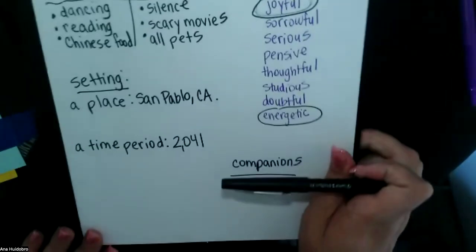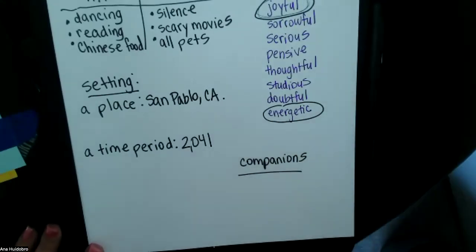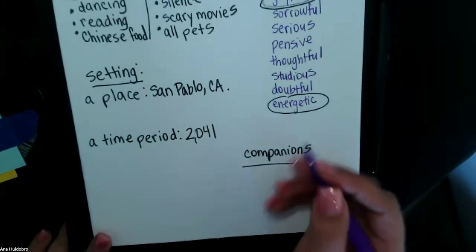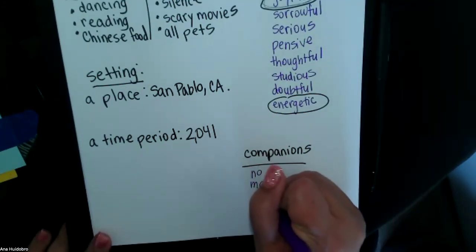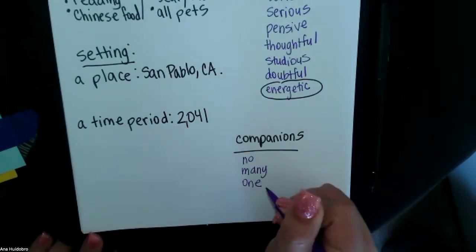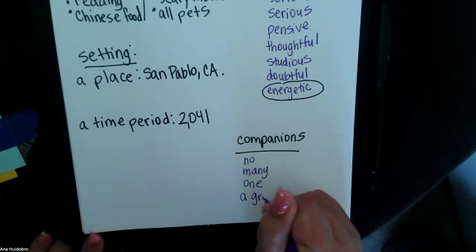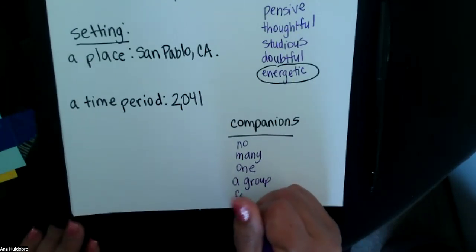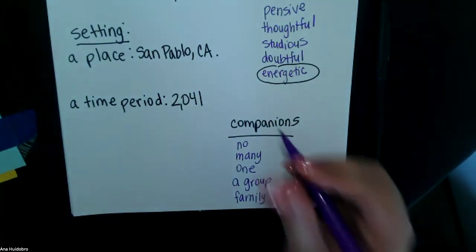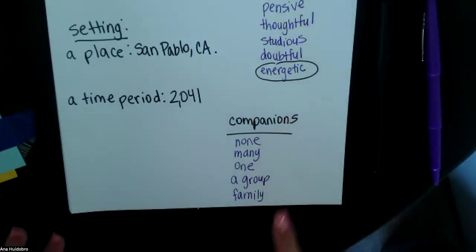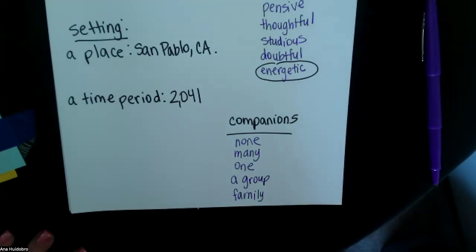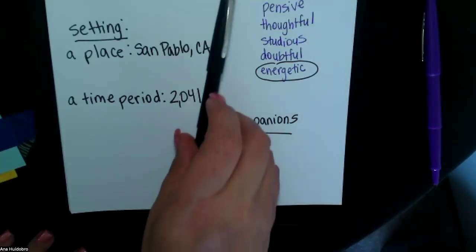I'm going to write in purple, which means you don't have to write. You're just going to pick one of these. Do they have no companions? Do they have many companions, like many friends, many family members? Do they have one good friend? Do they have a small group of friends? Is it family only? Who is your character around? I'll put none. So go ahead, pick one of these, or if there's something different, pick that, and once you're done, we'll share.